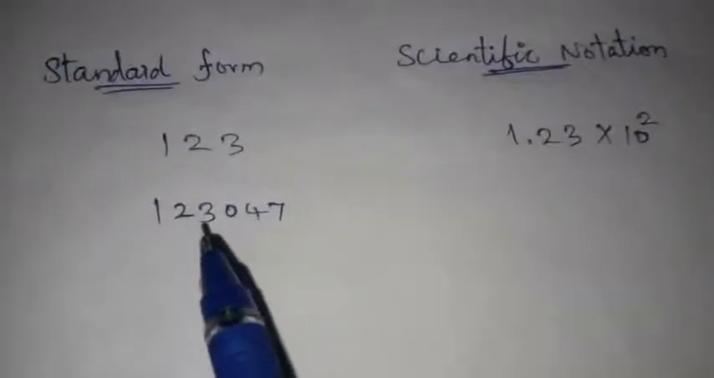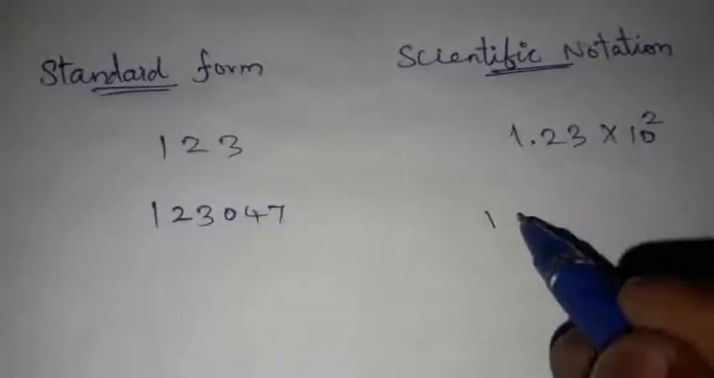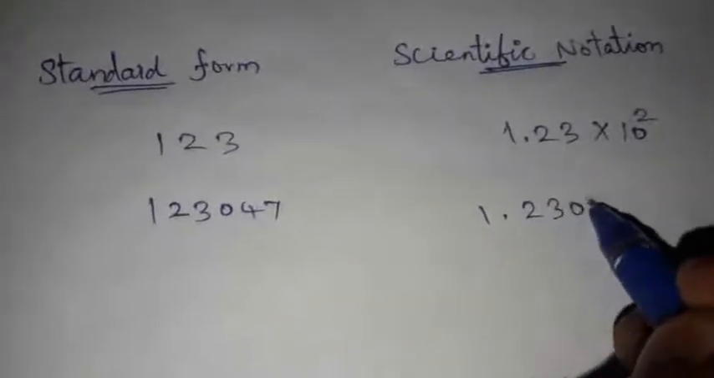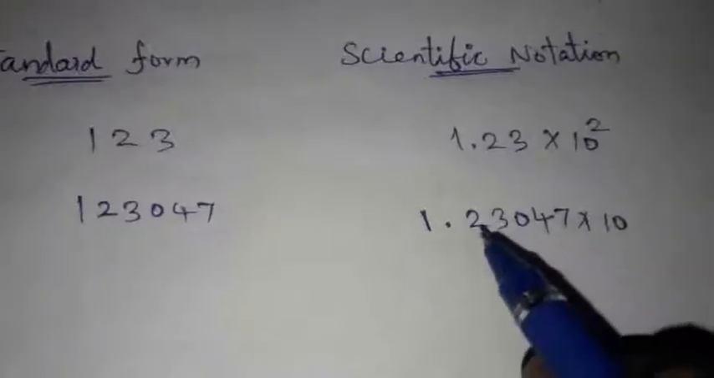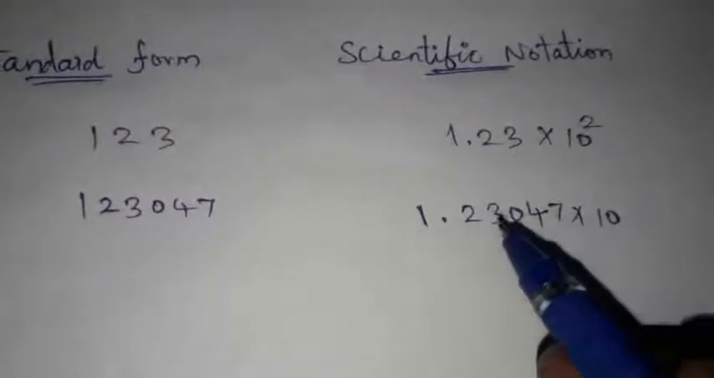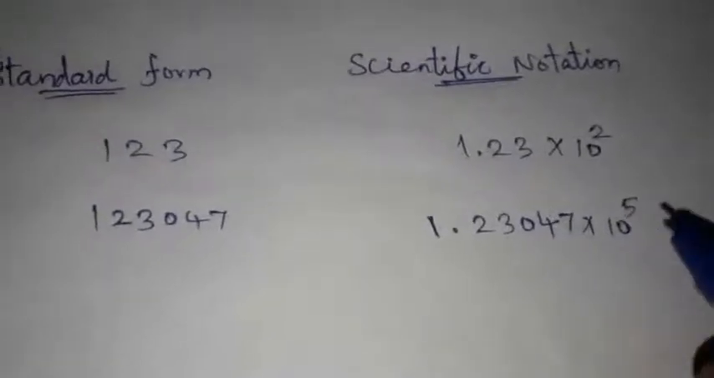If you want to write this number in scientific notation, let us write 1.23047 into 10 to the power. You have to count how many numbers here. 1, 2, 3, 4, 5. So you have to write 5 here.